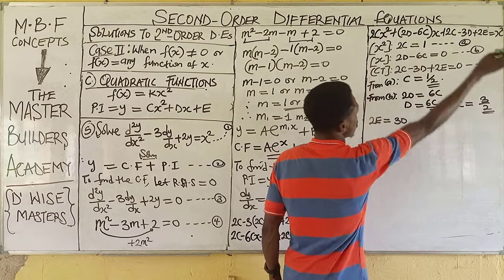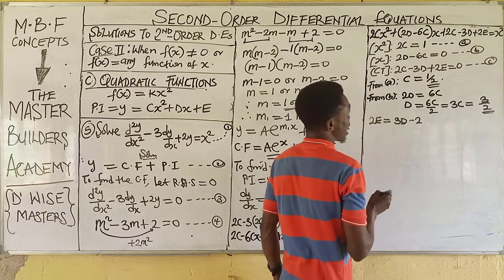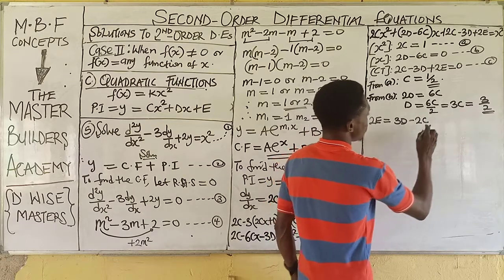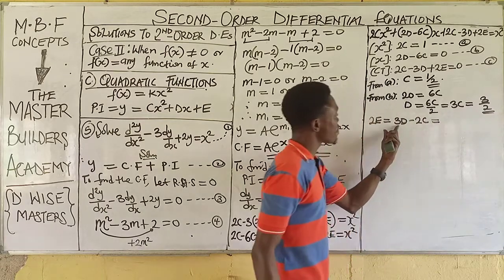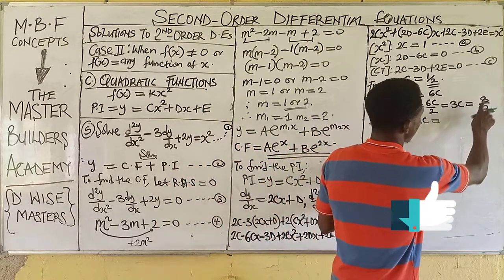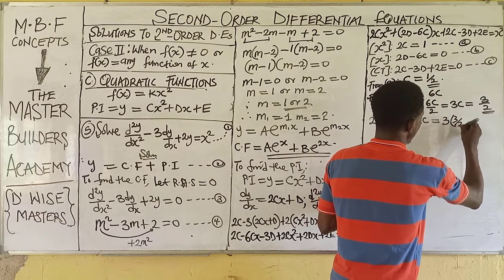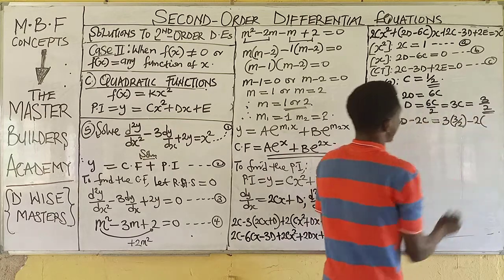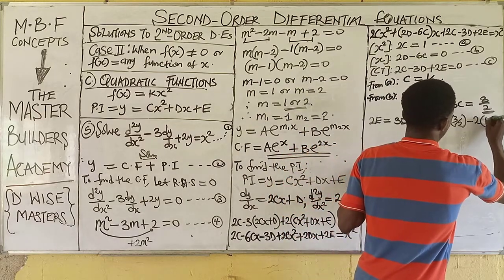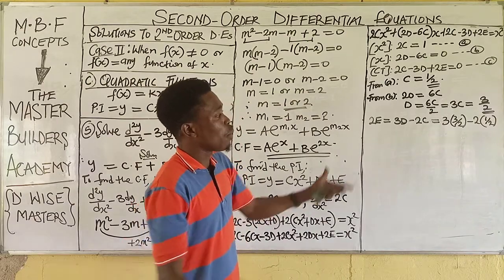3d. As minus 3d crosses, it becomes positive 3d. And as minus 2c crosses, it becomes negative 2c. Now we substitute. What's the value of d? Value of d is what? 3 over 2. So we have 3 times 3 over 2 minus 2 multiplied by the value of c, which is 1 over 2. Then we have that. Now we need to simplify.